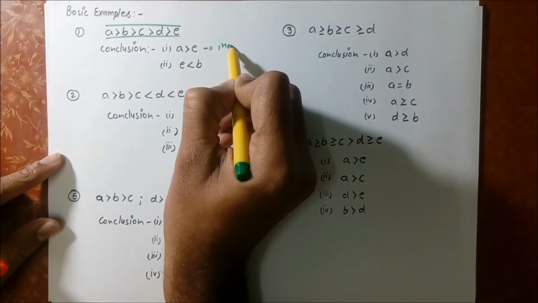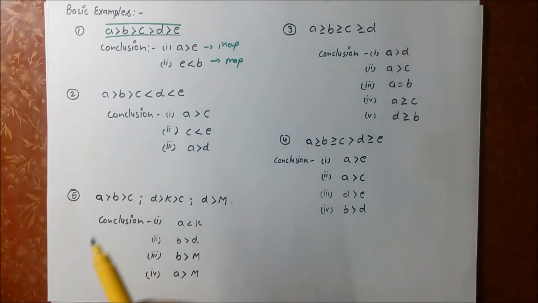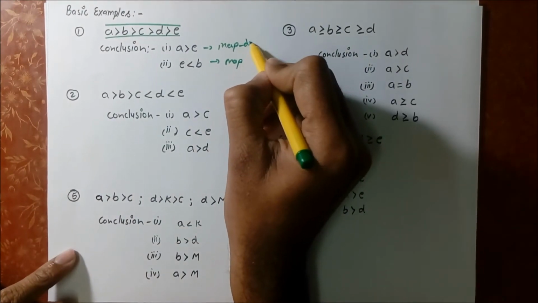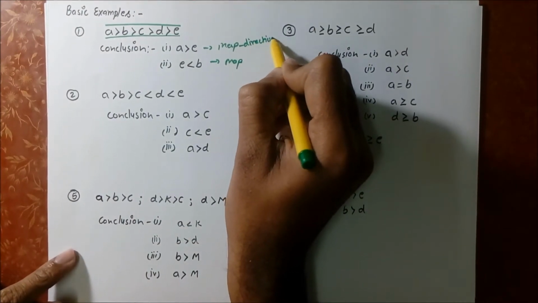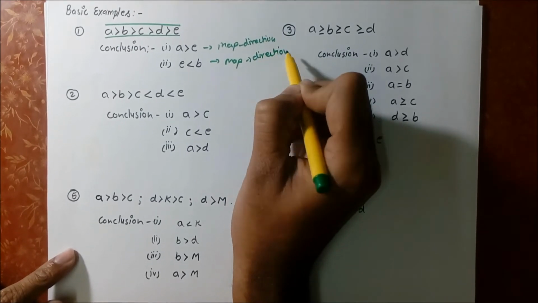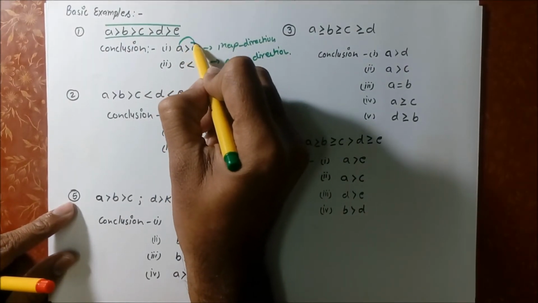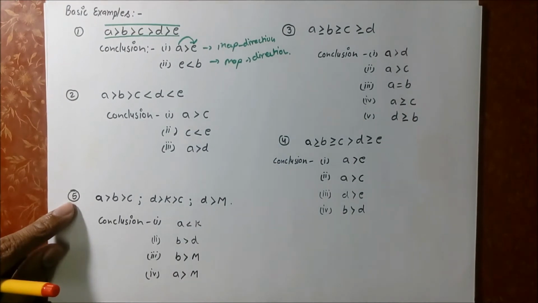These are my maps, my map directions. We can take it as direction. In my first conclusion they are saying A is greater than E, so I can pass through A to E according to the conclusion. So I will check the statement also, can I go through or not.